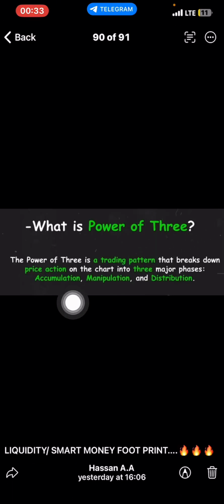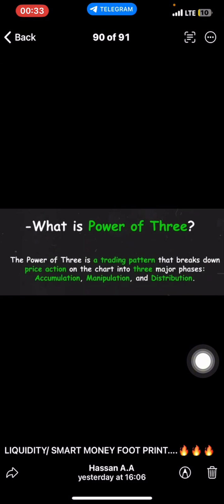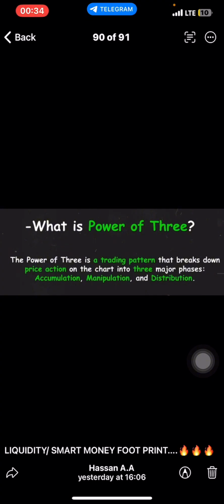Power of 3 simply means it's a trading pattern. Excuse me, I have a low battery, it's fine. It's a trading pattern that breaks down the price action on the chart into three major pieces: accumulation, manipulation, and distribution. So our boom and crash system is built on the AMD system.